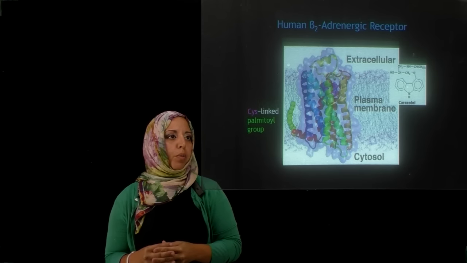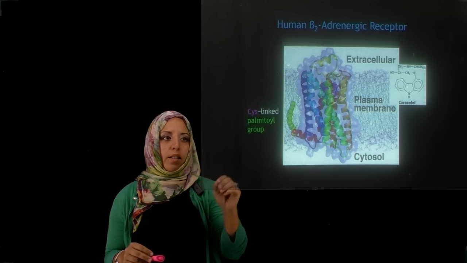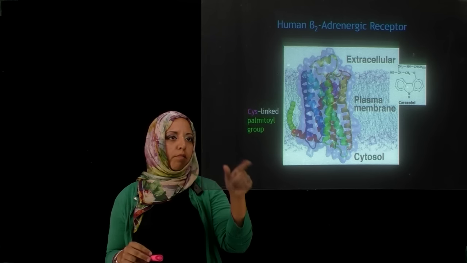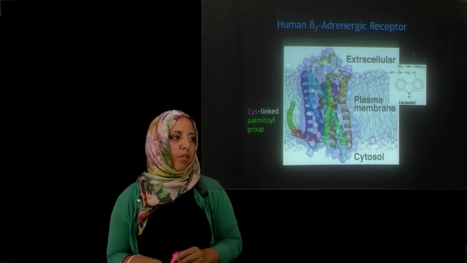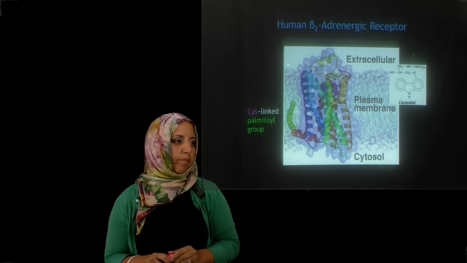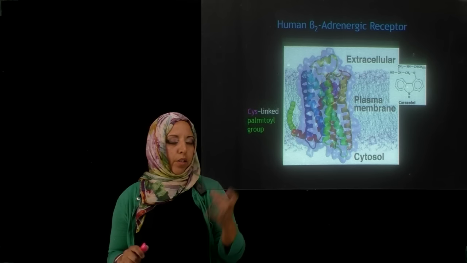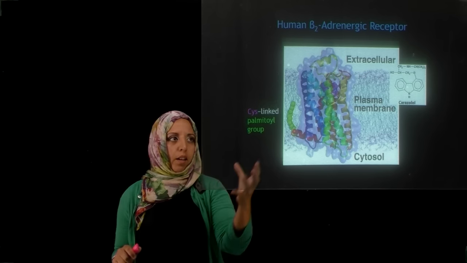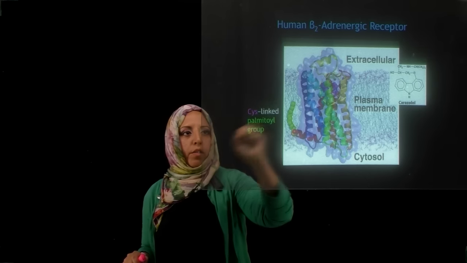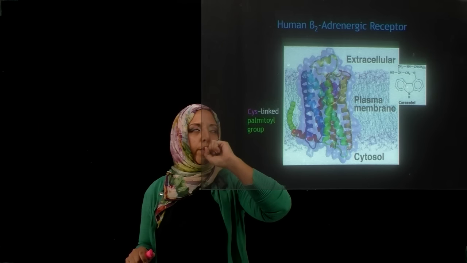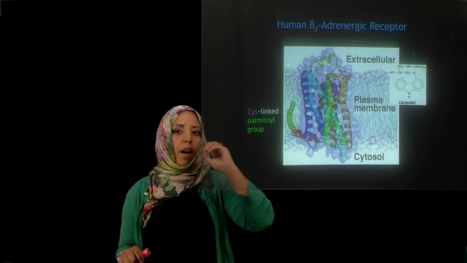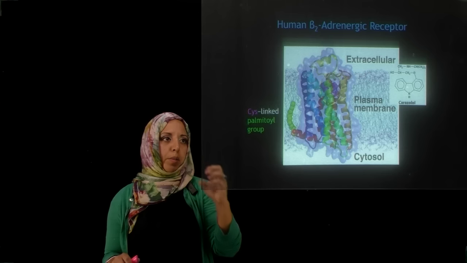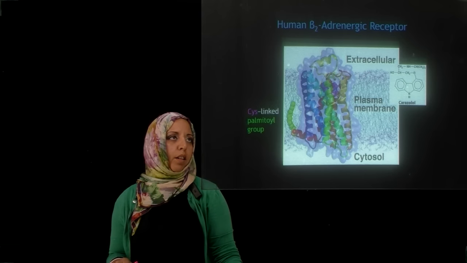And if you notice, the protein itself is anchored to the membrane through a palmitoyl group as well, linked to a specific cysteine residue. So we'll notice that the ligand binding sites are within the membrane itself, and those G protein-coupled receptors typically only bind a small number of ligands. They're specific to specific ligands.